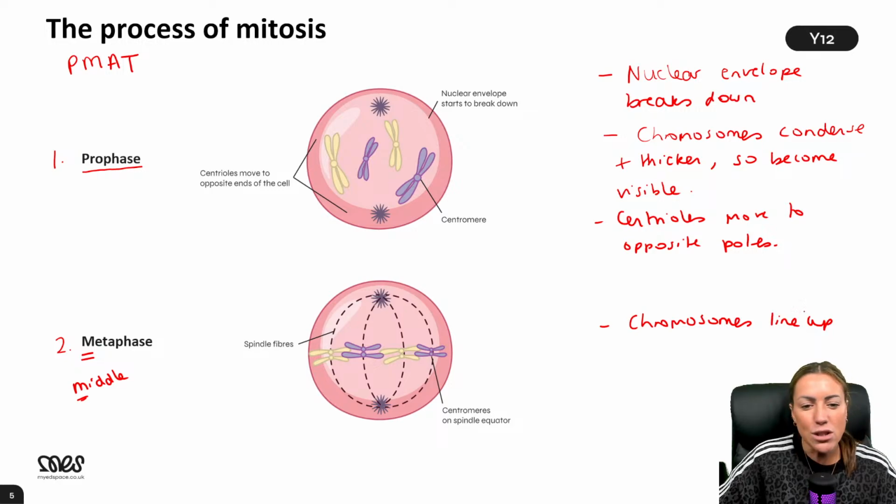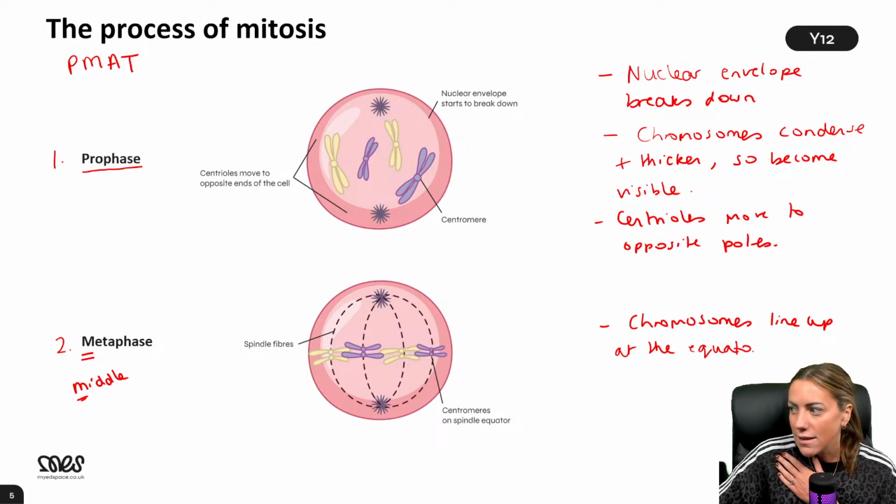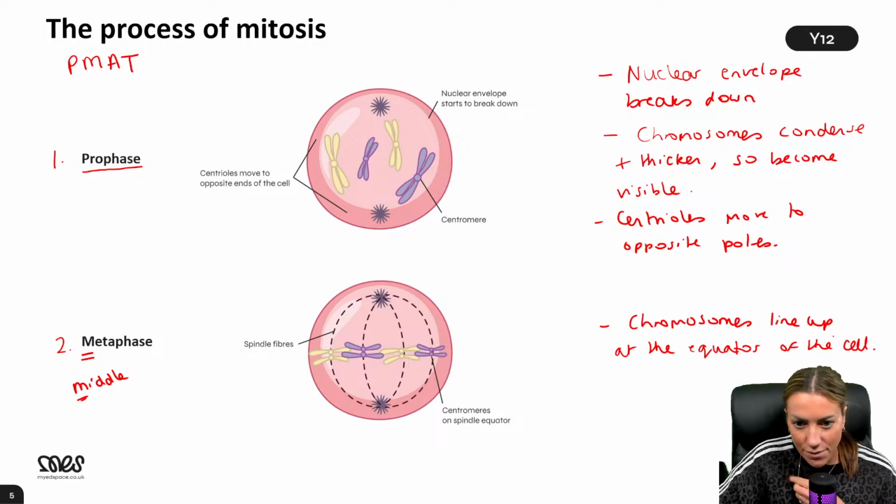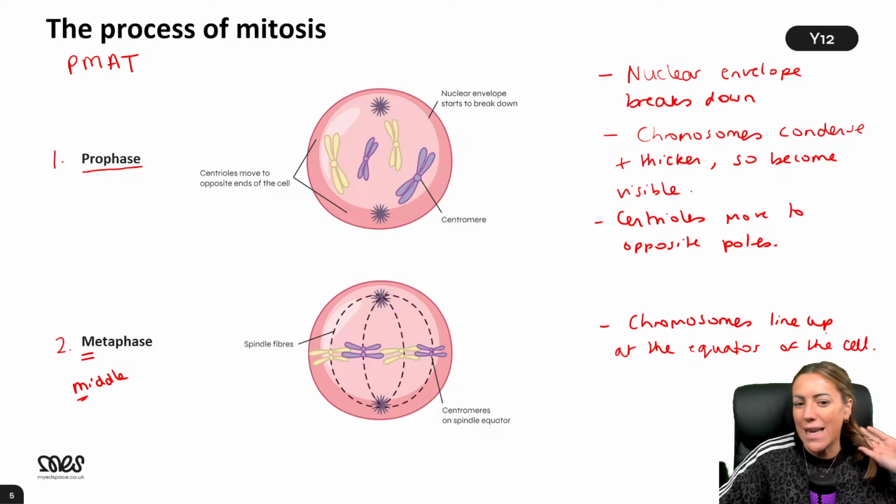We don't say middle though. Does anyone know what we say instead of line up in the middle? We say something else. We call it something else. Line up at the center. Not quite, it could be center, but the scientific term is the equator. The equator of the cell. The metaphase plate, whoa. Don't even need to call it that at A level, but you can do. But yeah, it's the metaphase plate is at the equator, yeah?